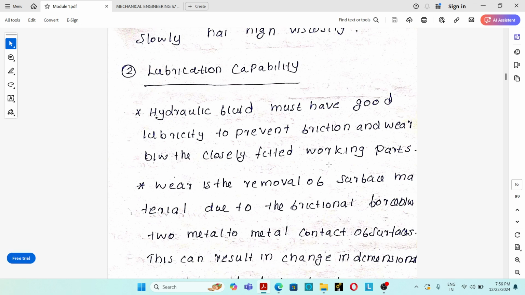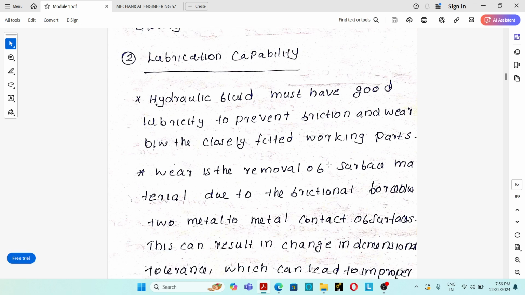Second property of hydraulic fluid is the lubrication capability. See, in a hydraulic system, the hydraulic oil itself acts as a lubricant. There is no separate lubricant required. See, the purpose of lubrication in hydraulic oil is to prevent friction and wear between the closely fitting working parts.